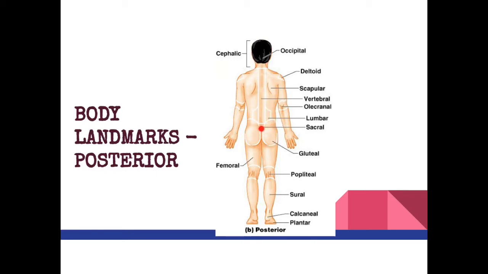Sacral is the area between the hips. Gluteal is the buttocks. Again, femoral is the thigh area. Popliteal is the posterior knee. Sural, posterior lower leg. Calcaneal, heel of the foot. Plantar, bottom of the foot.